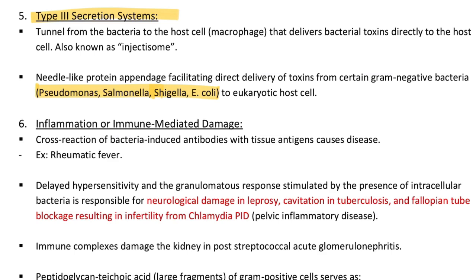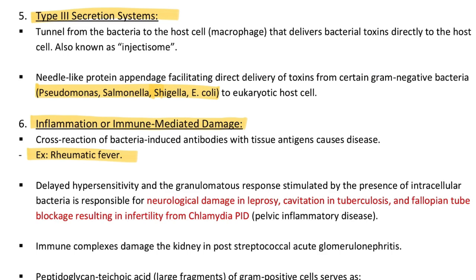How do we diagnose? We do culture with virulence gene analysis, PCR or toxin assay. For management, we give supportive care and targeted antibiotics. In Shigella, we have to avoid anti-motility drugs. Next one, inflammation or immune-mediated damage. Sometimes our own immune system causes the problem. For example, rheumatic fever, with cross-reactivity of anti-streptococcal antibodies with heart tissue. We can prevent it with prompt penicillin treatment of pharyngitis.